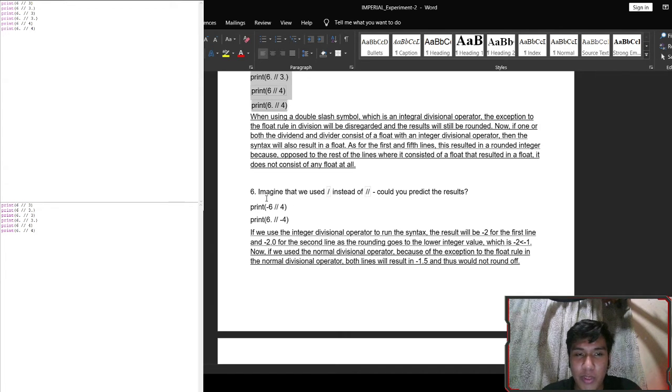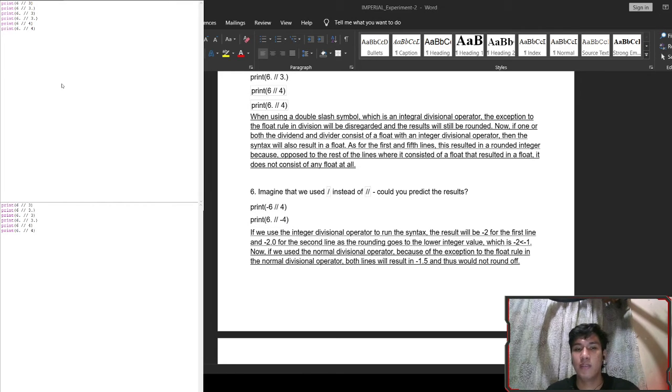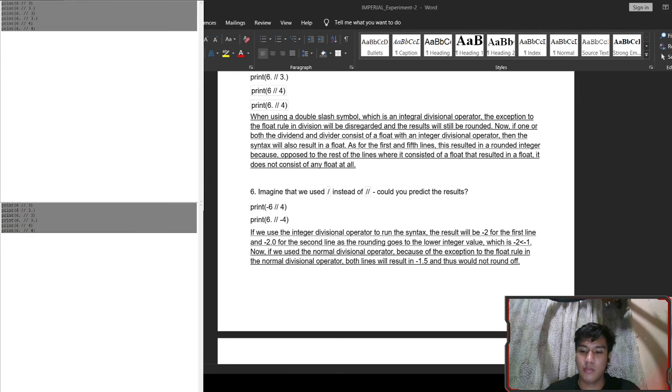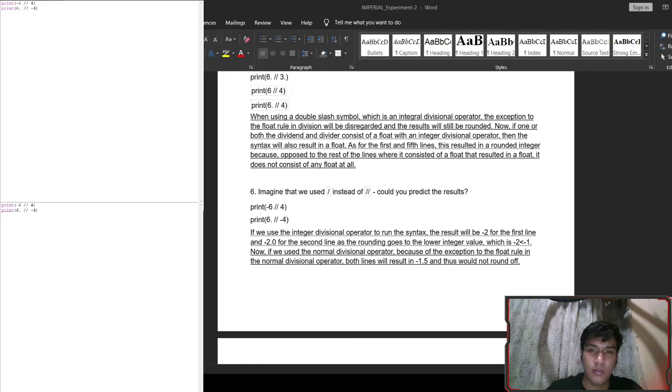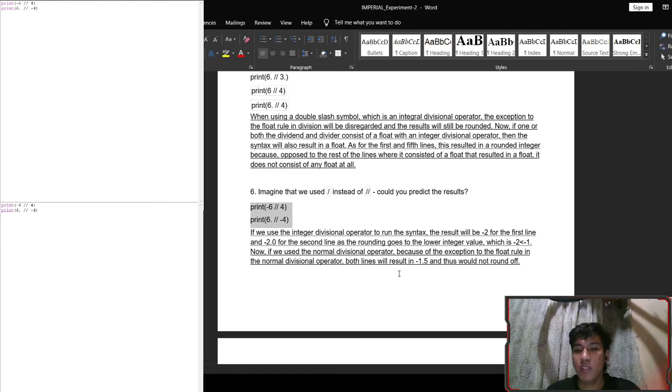So imagine that we're at number 6 na, guys. Imagine that we use slash instead of double slash. Could you predict the result? Is it even possible? Let's try. Yes, it is possible. We got the result of -2 and -2.0. The first line is an integer, the second line is a float.